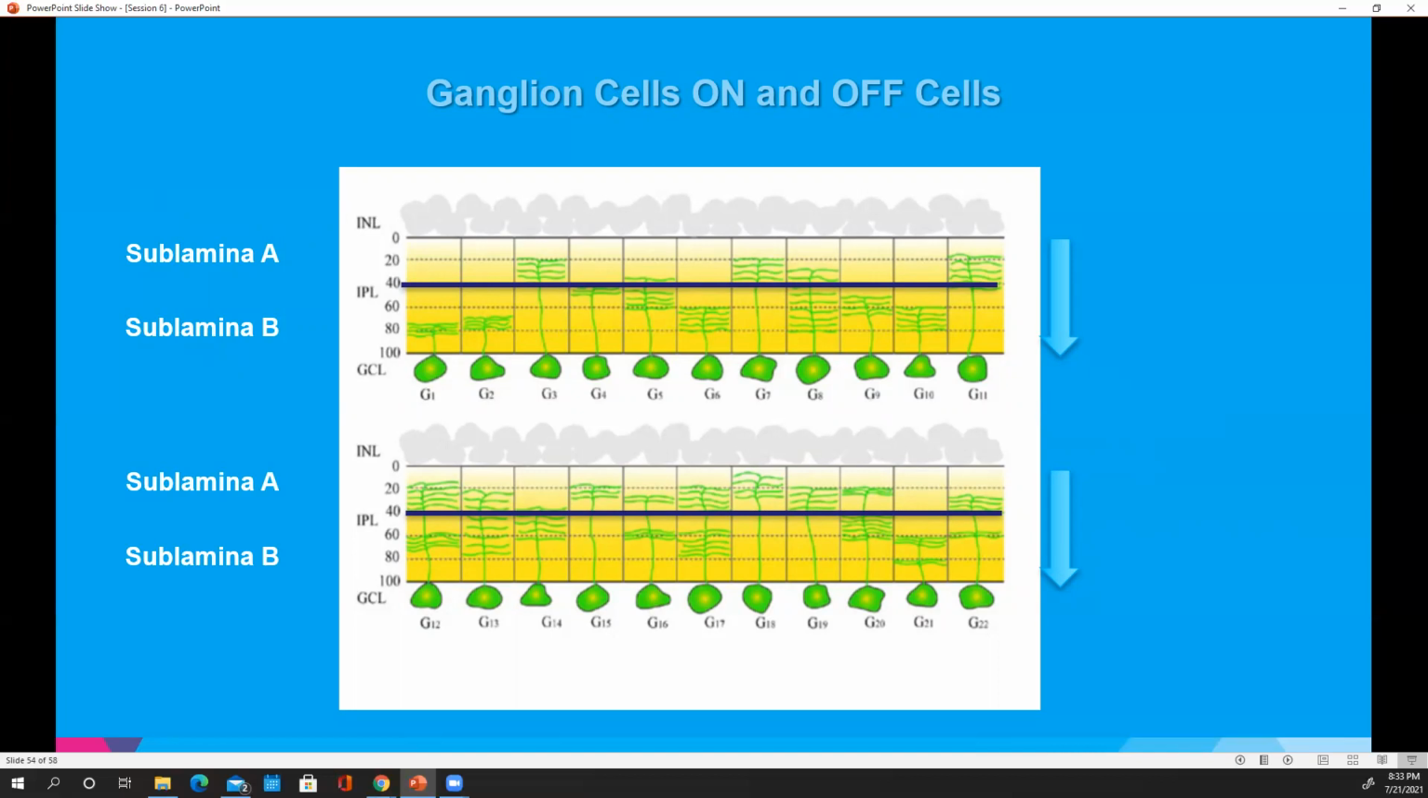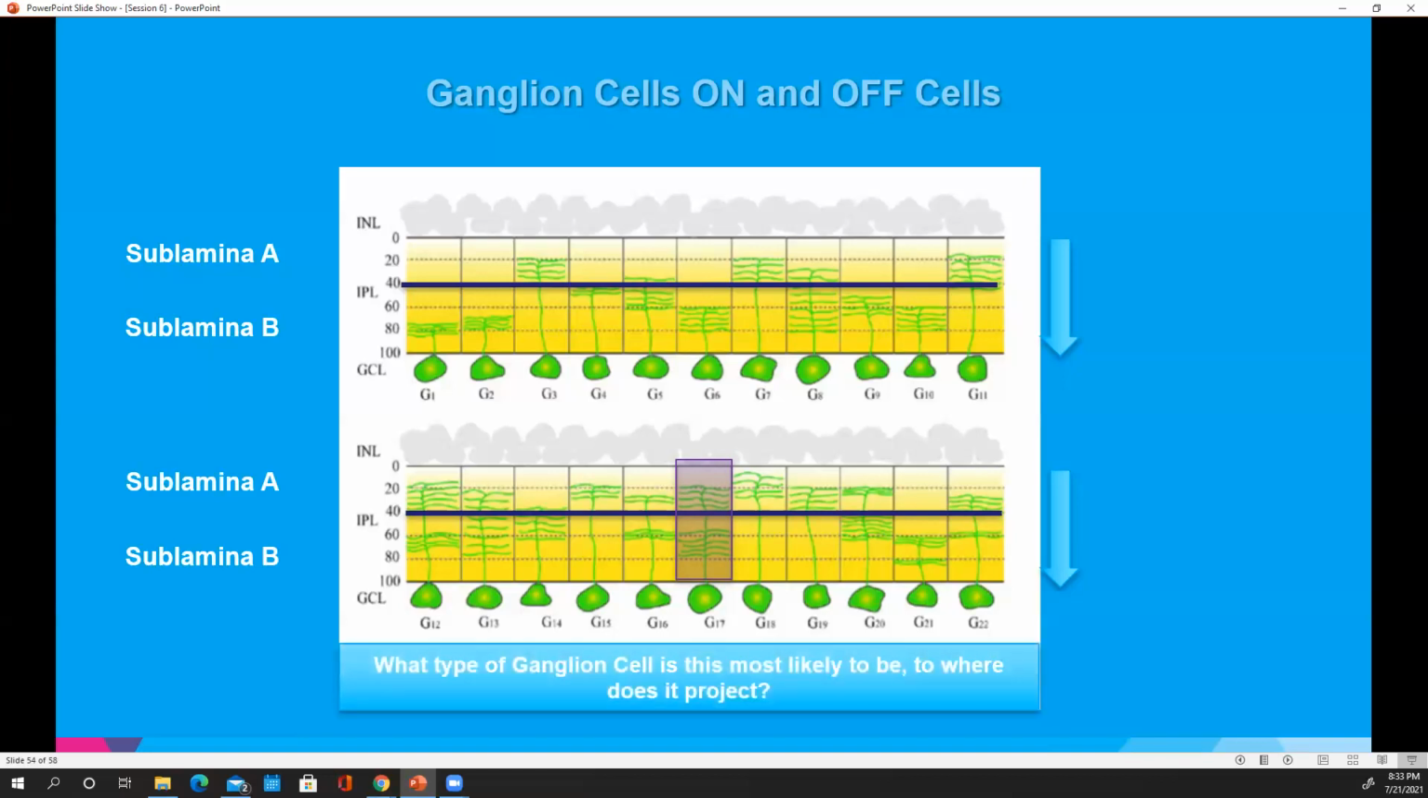Okay, here we go. So this one. It's an easy one to start with in the sense that it is in both sublamina A and B. So we know that's one of those K-type ganglion cells, which is the coniocellular pathway. And what does the coniocellular pathway deal with? It's like proprioception and blue-yellow vision. Okay. You're absolutely right. It's the bistratified ganglion cell, coniocellular pathway.